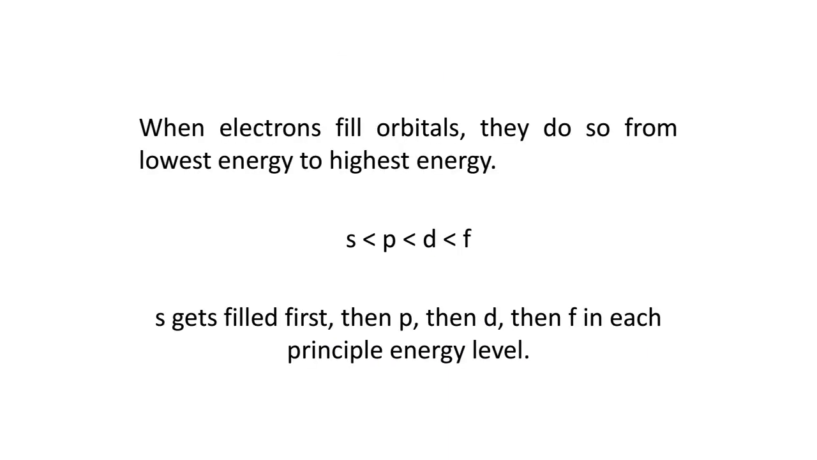When electrons fill orbitals, they do so from the lowest energy to the highest energy. Generally speaking, S orbitals have the lowest amount of energy, then the P, then the D, and then the F. So your S gets filled first, then P, then D, then F in each principal energy level. That's not exactly the order they go in overall, it's a little more complicated than that, and you'll see that in a minute. But within each principal energy level, that is the order they're filled in.